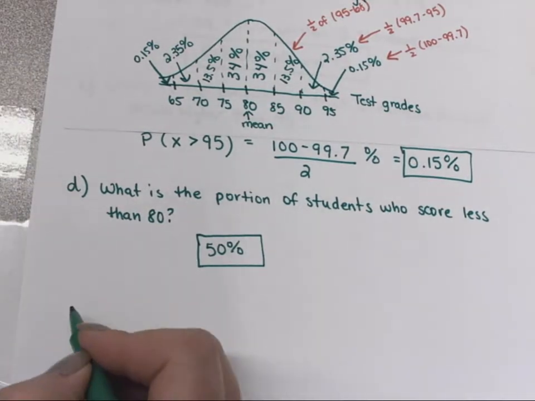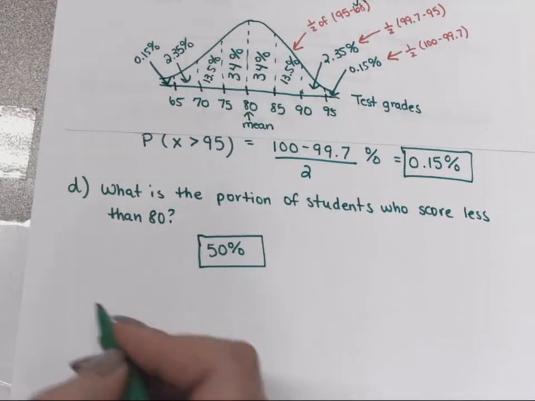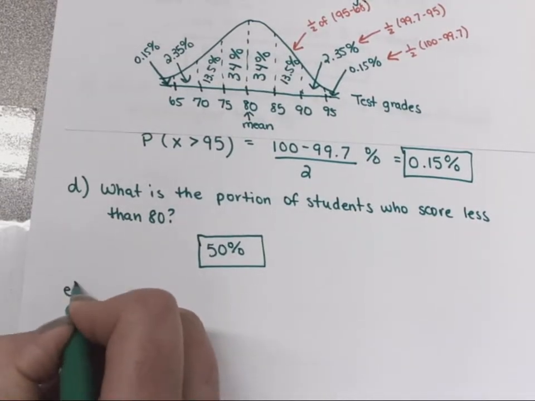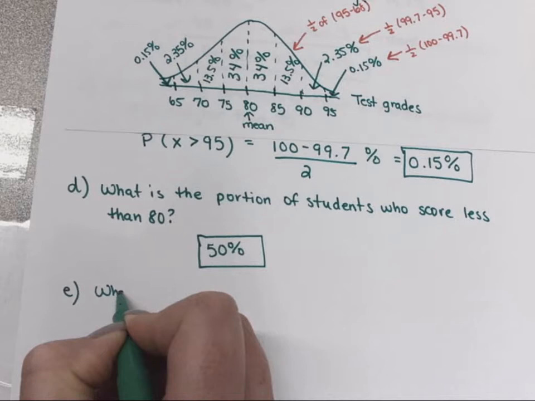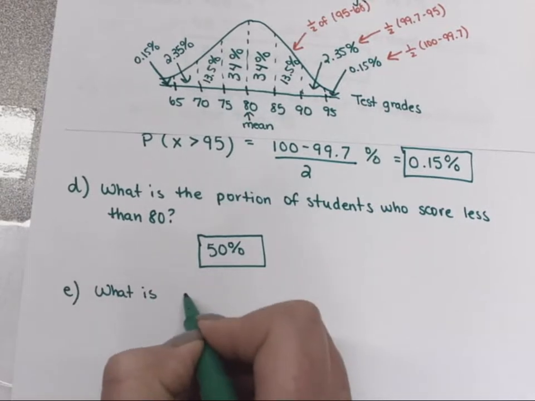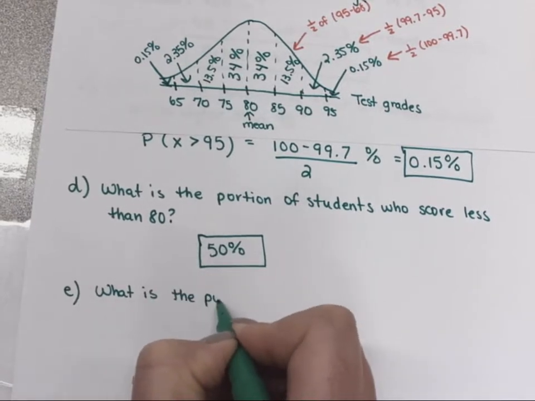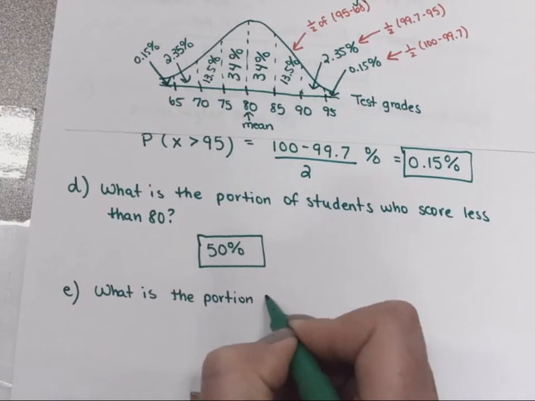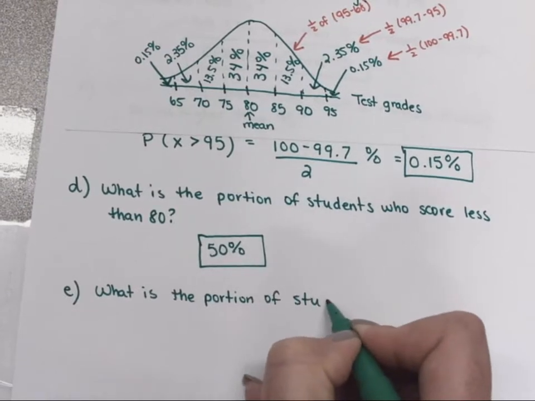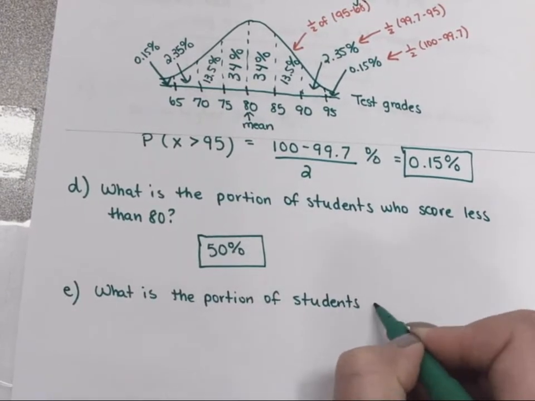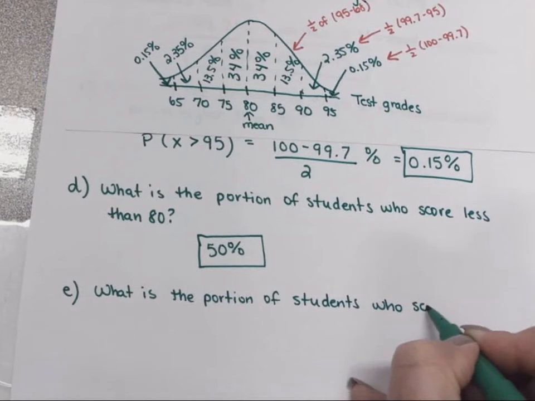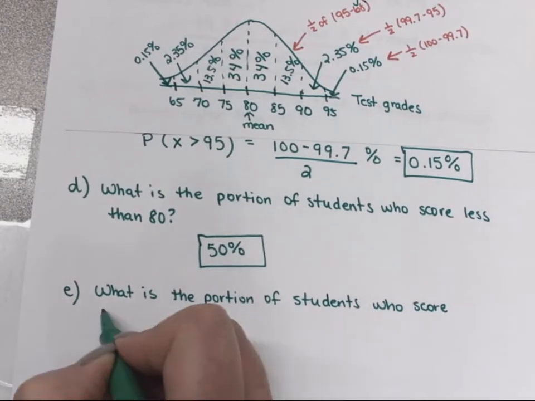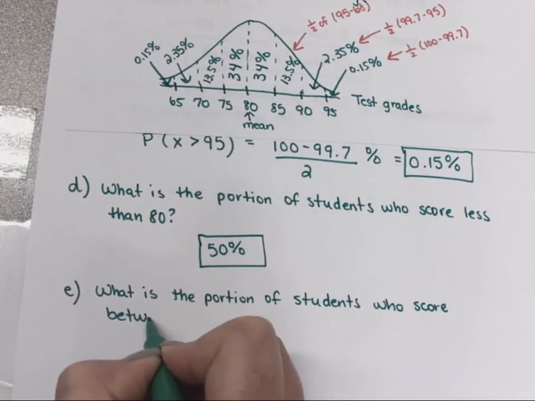So I've got a couple more questions, and then we're going to look at something different, like a different type of problem, but the questions are really going to be the same. So what is the portion of students who score between 75 and 95?